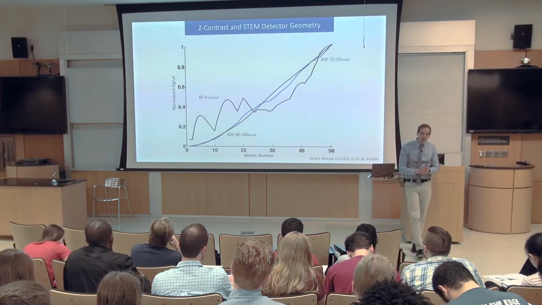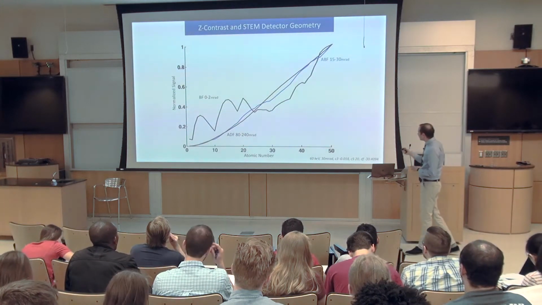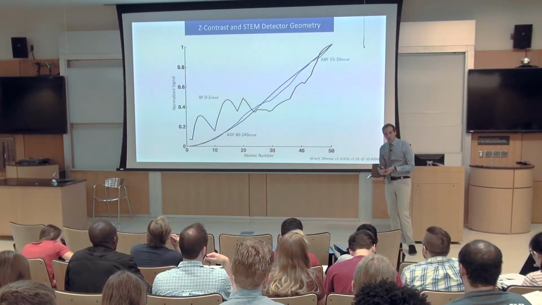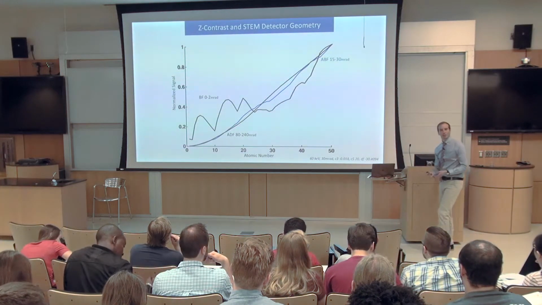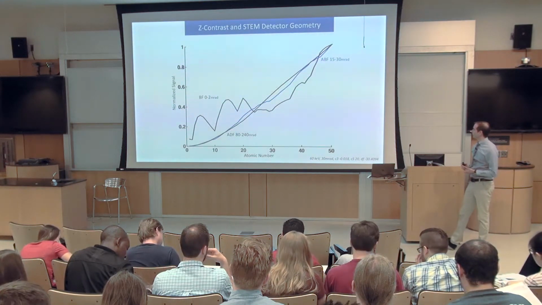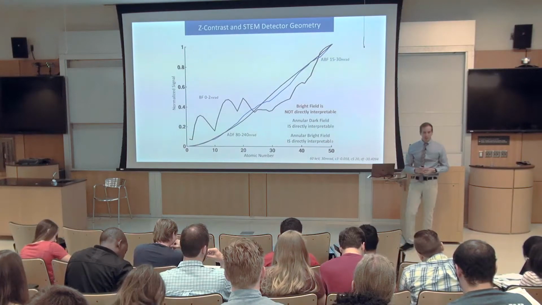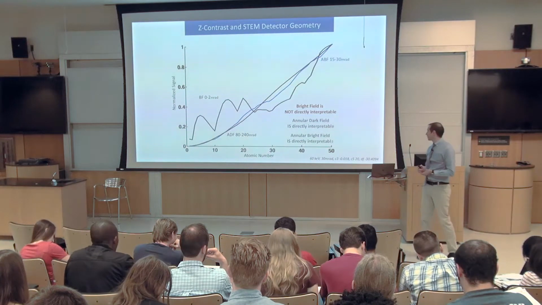ABF turns out to also be a fairly interpretable image. If you're interested in ABF, I would suggest reading more about it. It's still being worked out, the conditions under which it's interpretable, but it's a promising new imaging mode. So bright field is not directly interpretable. Annular dark field is directly interpretable, and annular bright field may also provide a directly interpretable image.